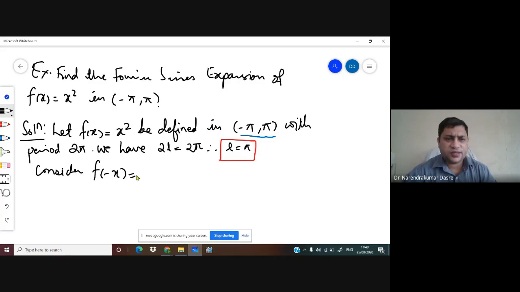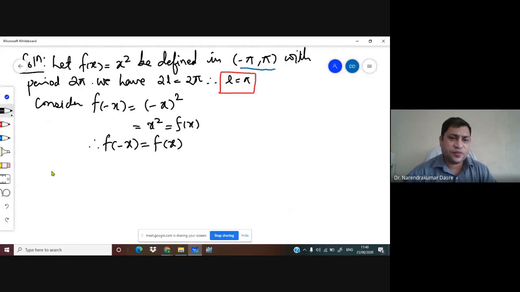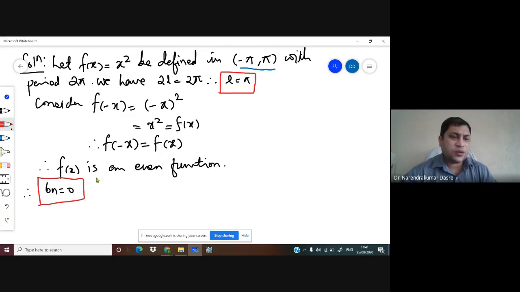Then consider f of minus x. So it will be minus x bracket square. And we know this is going to be x square, so this is f of x. So what we get here is f of minus x is equal to f of x. And once you have f of minus x is equal to f of x, we can say f of x is an even function. So this is an even function, and hence we can say bn is equal to 0. When there is an even function, it implies that bn is going to be 0.